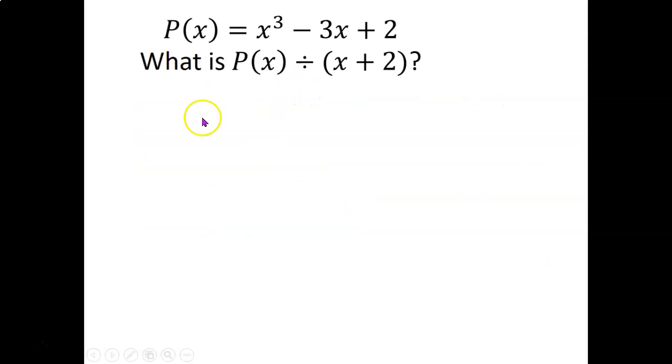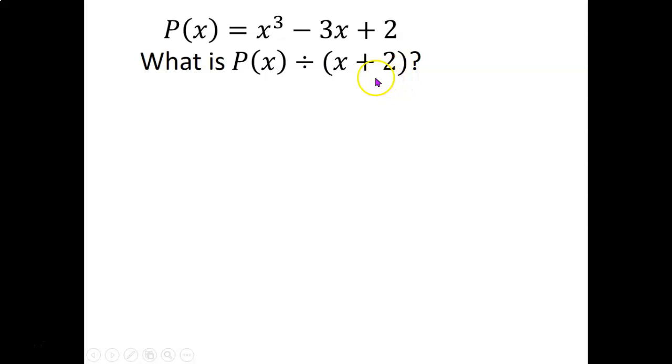So first question, what is this polynomial divided by x plus 2? Like, what do you get for the quotient and the remainder when you take x cubed minus 3x plus 2 and divide it by x plus 2? Well, that looks like a job for synthetic division. How do we set this up?